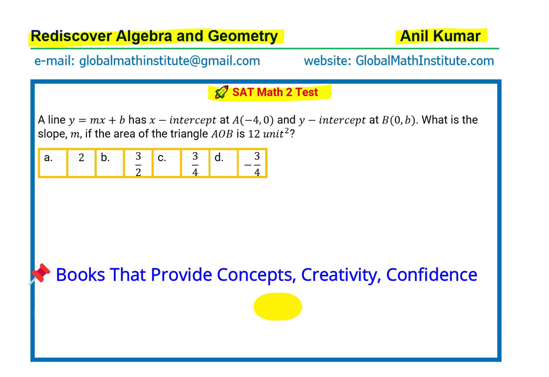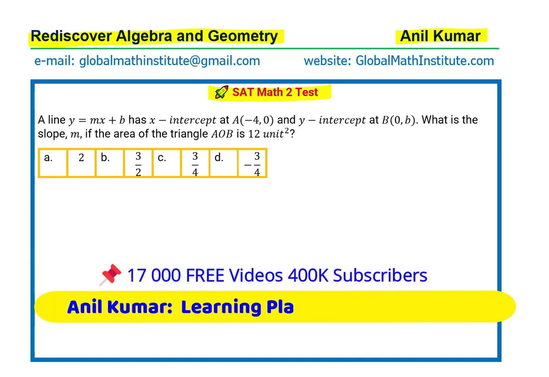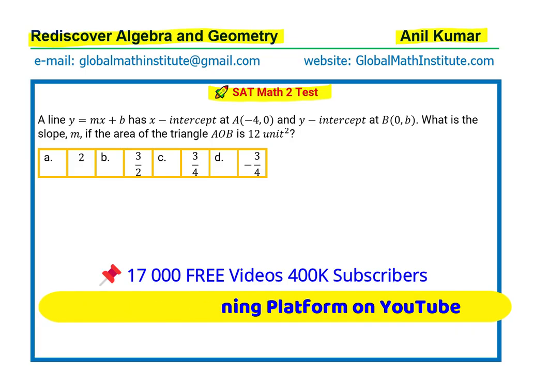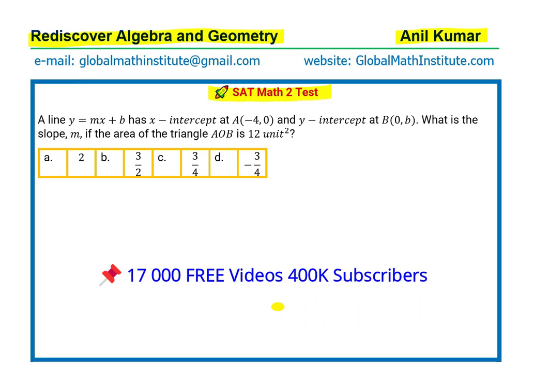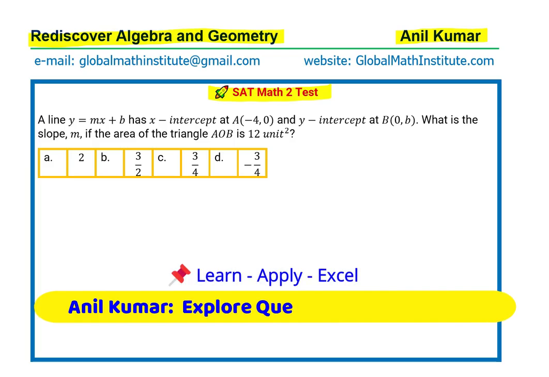The problem here is a line y equals mx plus b has x-intercept at A(-4, 0) and y-intercept at (0, b). What is the slope m if the area of the triangle AOB is 12 square units? You can pause the video and answer the question.